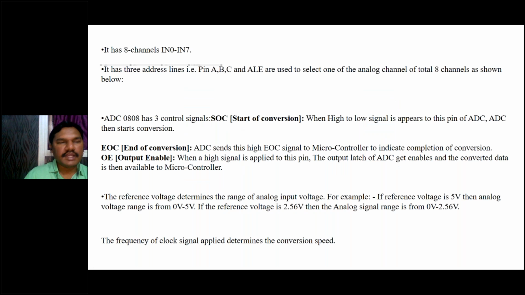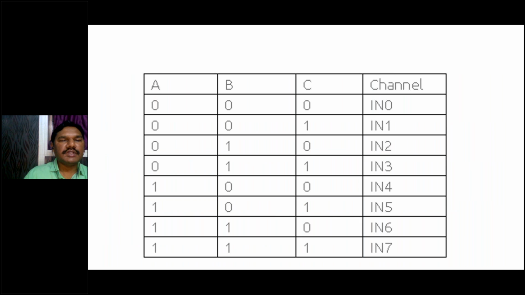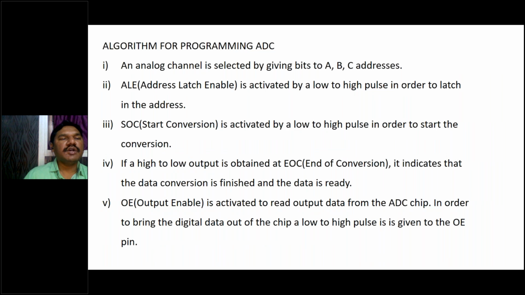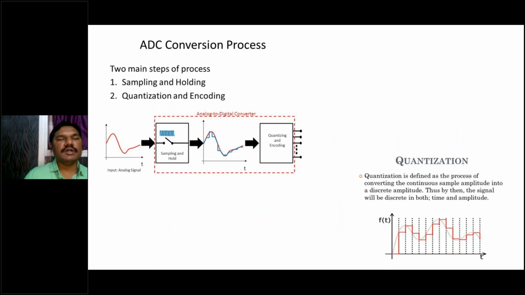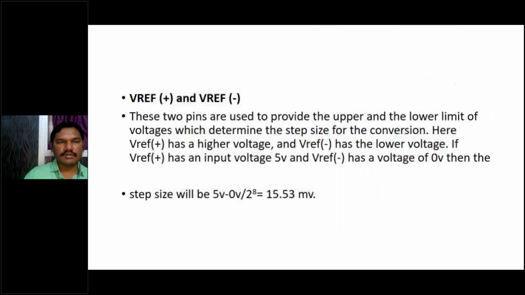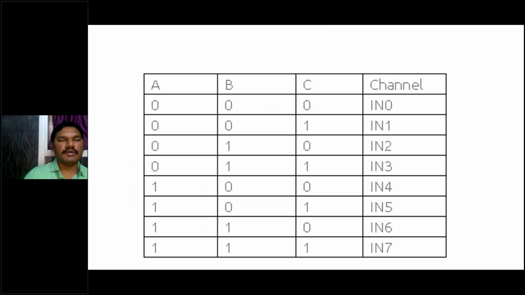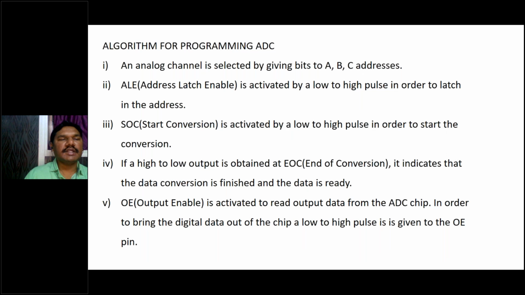And these are all once again in detailed explanation, and this is the algorithm. An analog channel is selected by giving bits to the ABC addresses, as I have shown in this ABC: 000, 001, 010, 011, so it will be selected.